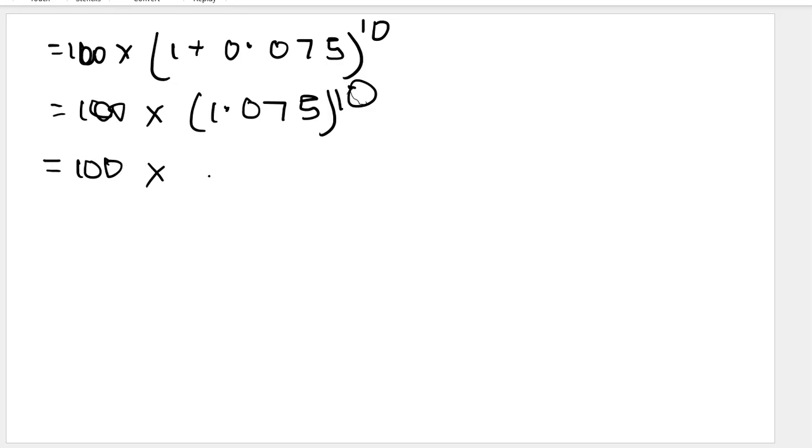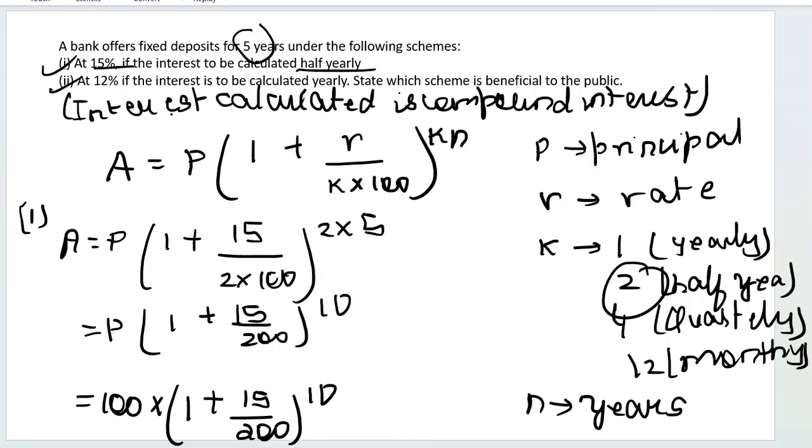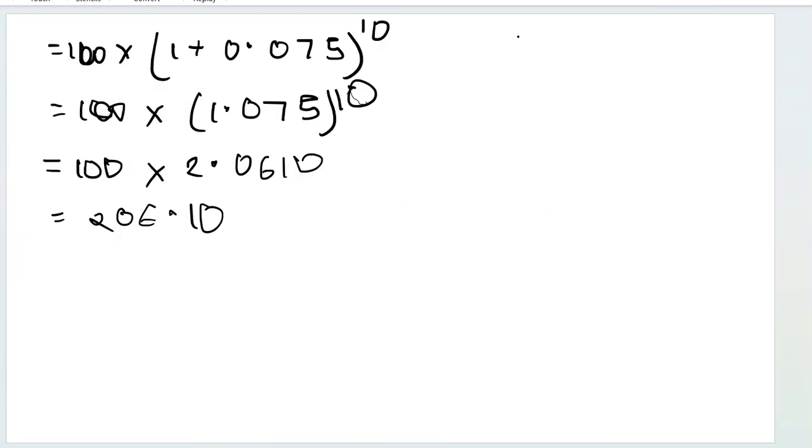So after multiplying this 10 times, we get the answer as 2.0610. After multiplying 100, we get 206.10. That's the answer. Now, we need to also calculate the amount for the next scheme, that is 12% if it is calculated yearly. So, we need to also do the same thing for the next scheme.